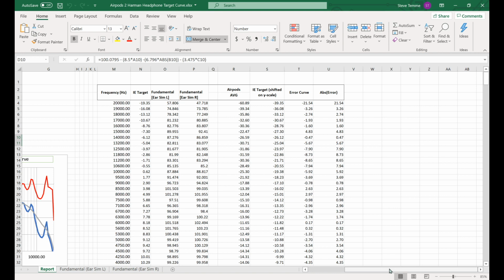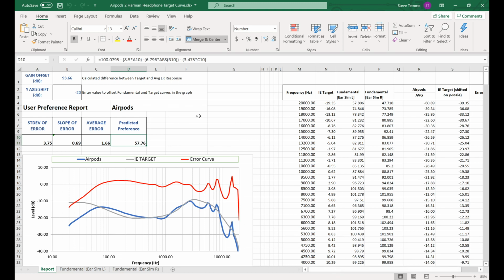So now you see the raw data that SoundCheck exported to Excel. And if I scroll left, you now see the preference rating based on the measurement. Now this is an interesting example of how the low frequency response dramatically impacted the predicted preference, because it's actually pretty flat above 100 Hertz. The error curve is in pretty decent agreement up to 10 kilohertz. But because the earbuds aren't giving you a good seal, you get a big difference between the Harman target curve, which goes up at low frequencies, and the AirPods, which roll off.